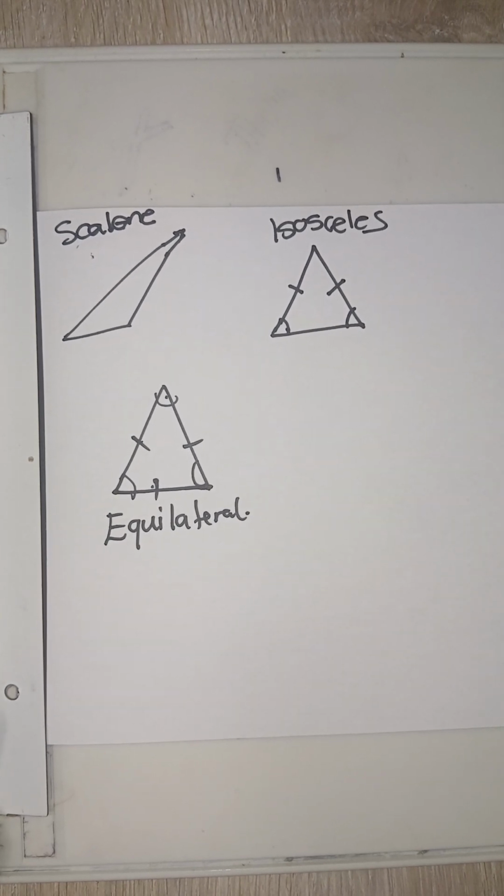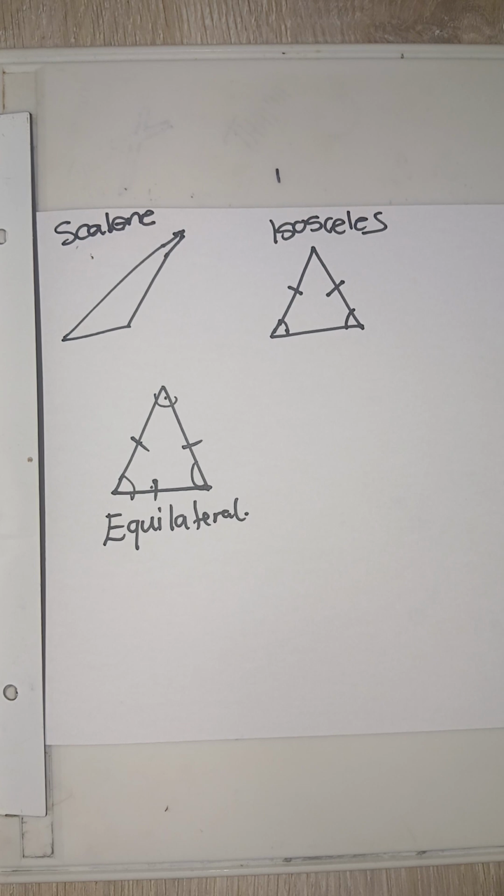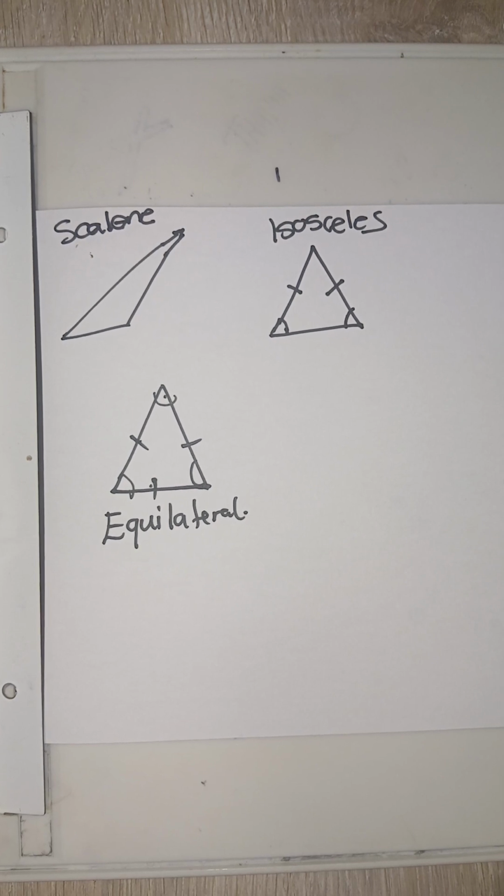And we have types of angles. Write this down. We have an acute angle, which is between 0 and 90. We have a right angle, which is equal to 90 degrees. We have an obtuse angle, which is between 90 degrees and 180. We have a straight line, which is equal to 180. We talked about straight line in a previous video.